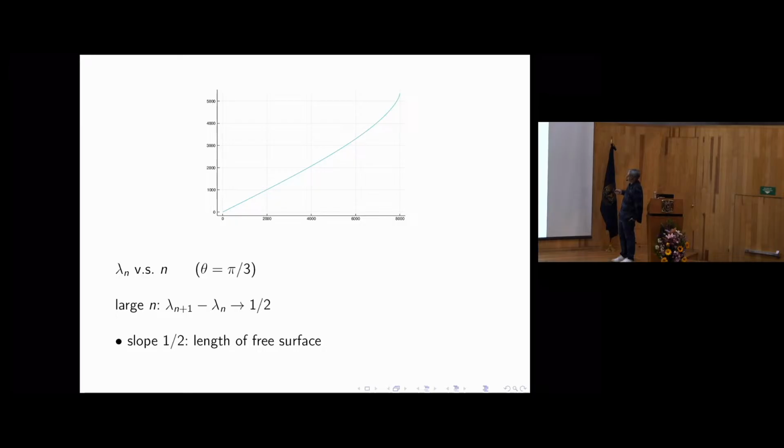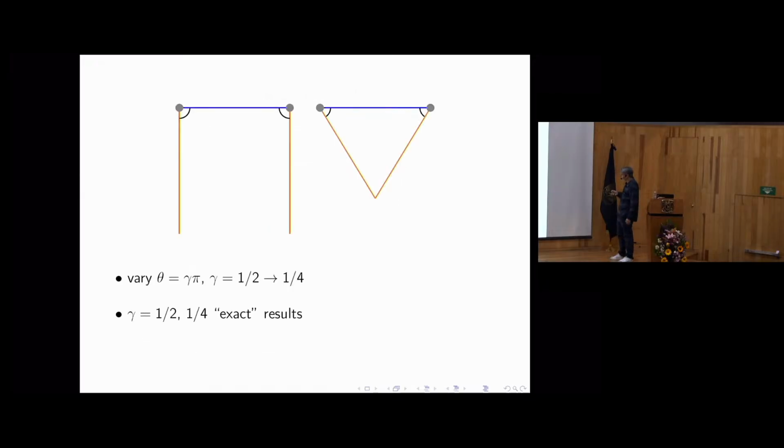It's not true everywhere, since the truncation has its own effects, but we claim that it's this area that captures the high frequency slope for all the angles. So it's independent of the angle, and this 1/2 is a quantity that is only related to the length of this side, which remains constant.